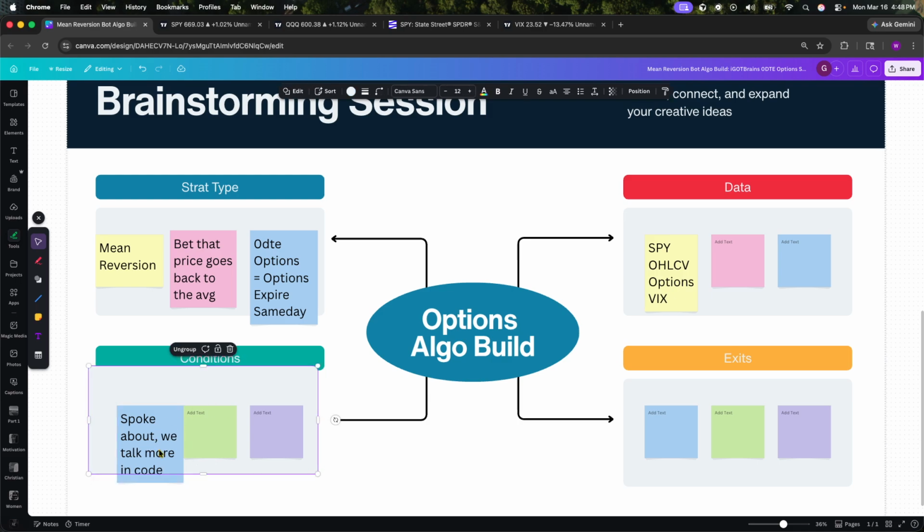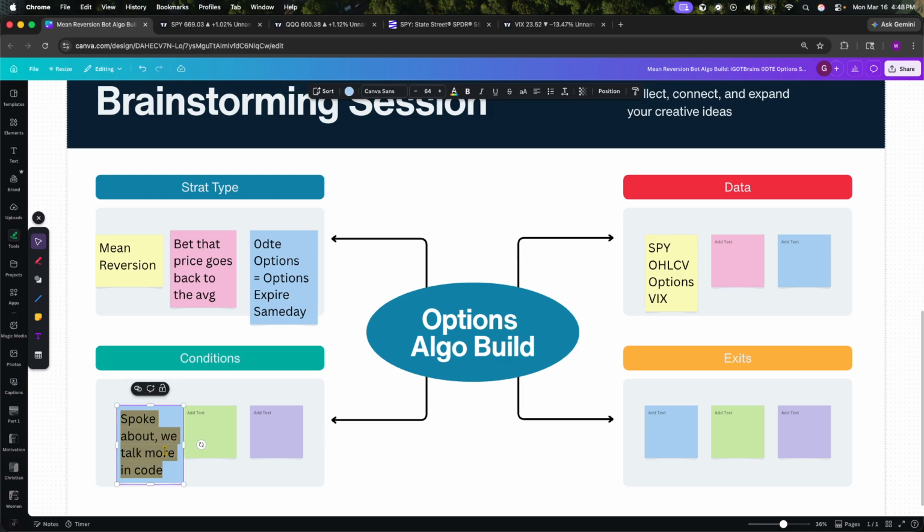And then the exits are going to be the same thing. I spoke about it, and I'm going to talk more once we actually get to the code. More when we are coding.